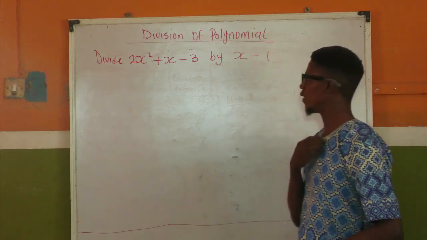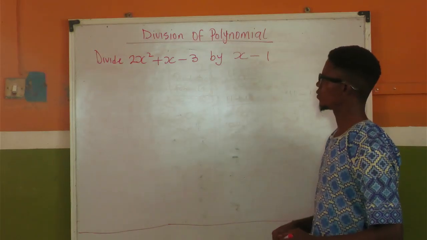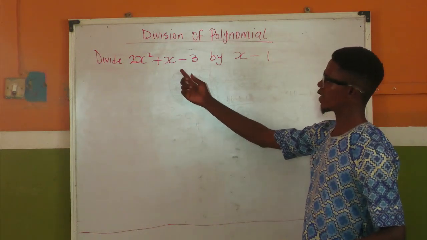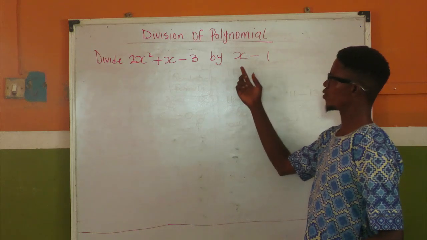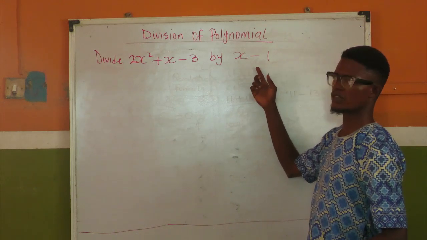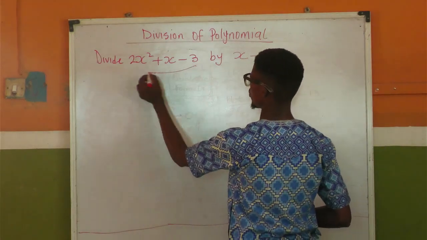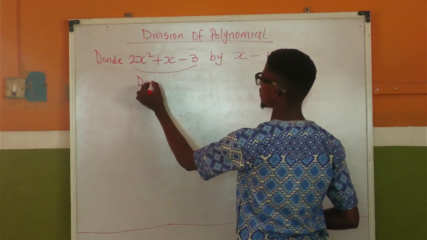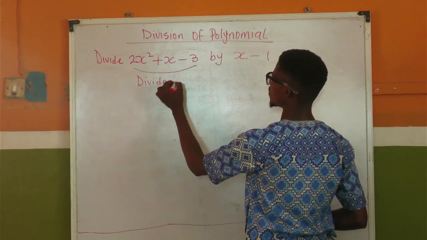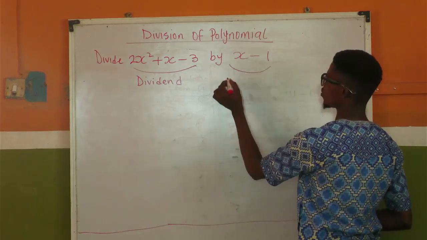And now we want to divide this particular polynomial. We have 2x squared plus x minus 3. We want to divide using what? x minus 1. We call this expression the dividend. And we call this the divisor.